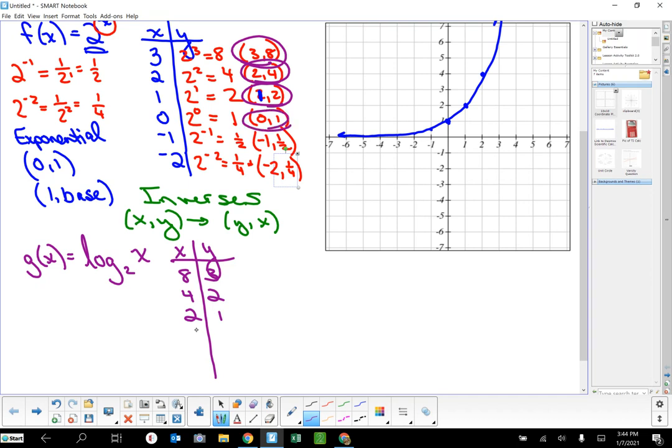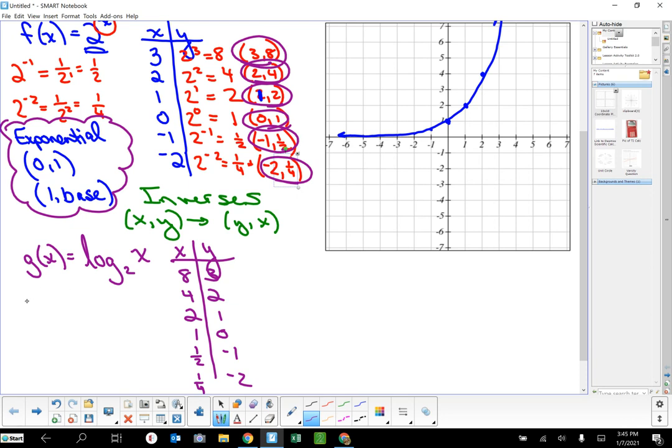(0, 1) is going to become (1, 0). (-1, 1/2) will become (1/2, -1). And (-2, 1/4) will become (1/4, -2). Now, with the exponential, we made this statement: they all go through the point (0, 1), and 1 is the base.